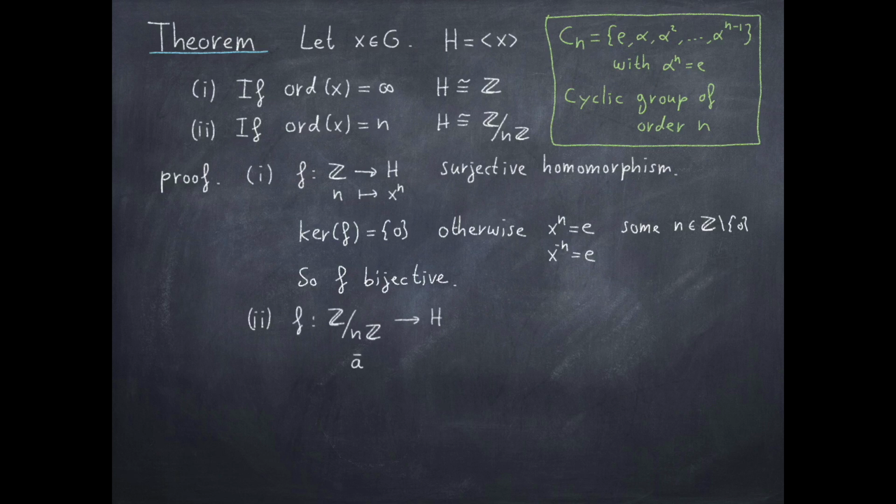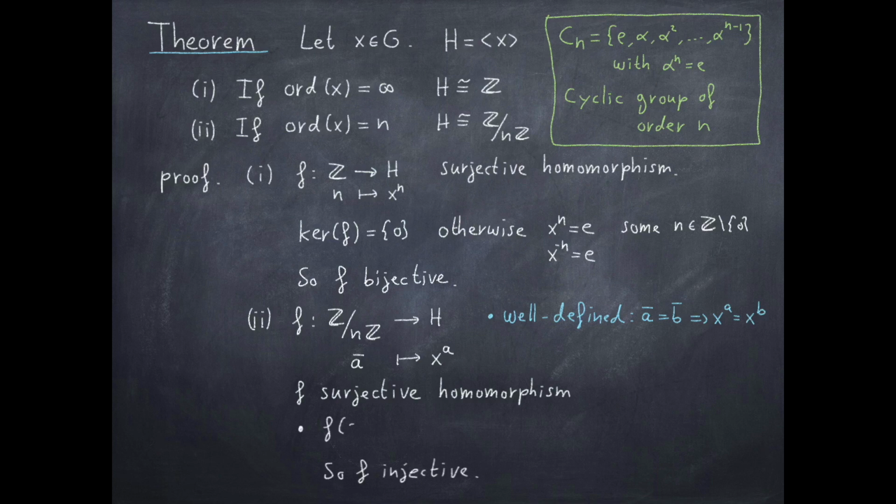Now let's look at the case where the order of x is equal to n. We create a map f from Z mod nZ to H that sends the residue class of a to x to the power a. This map is well defined because if we take two representatives a and b of the same residue class, then x to the power a is equal to x to the power b. The map f is easily seen to be a surjective homomorphism.